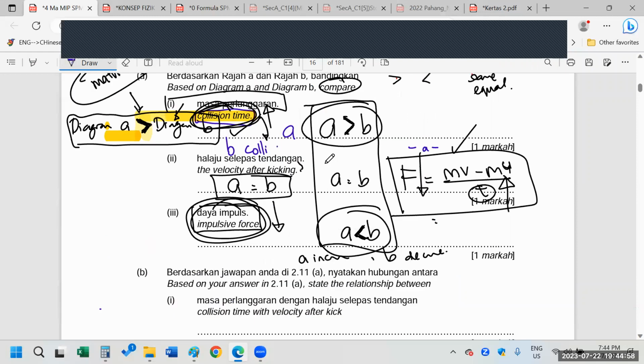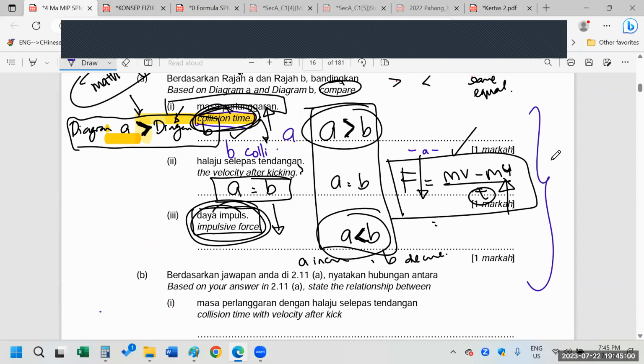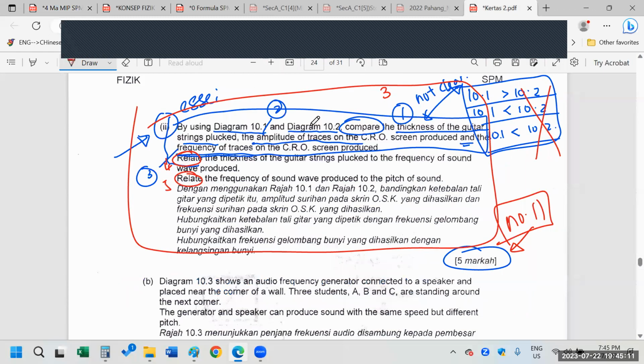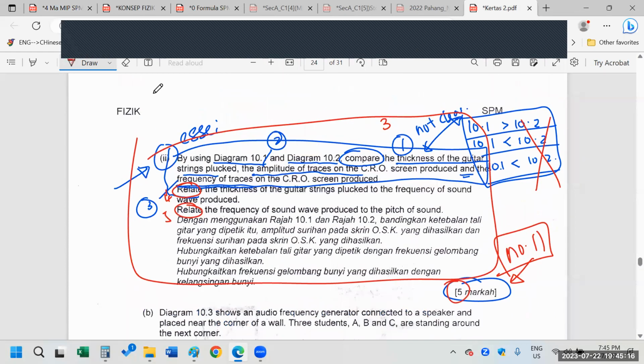So you will see actually here got the same thing, 3 marks of compare, 2 marks for relationship. Same as number 11, 3 plus 2, 5. And normally number 5, number 6, number 11 got this 5 marks question. So 5 plus 5 plus 5. Congratulations, 15 marks already.